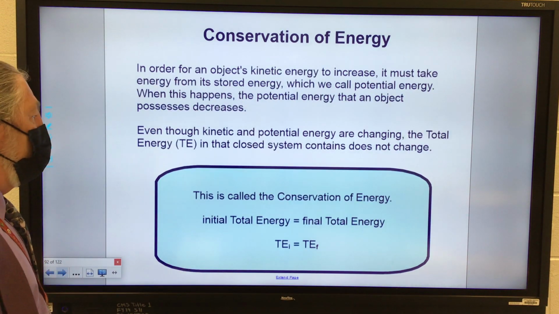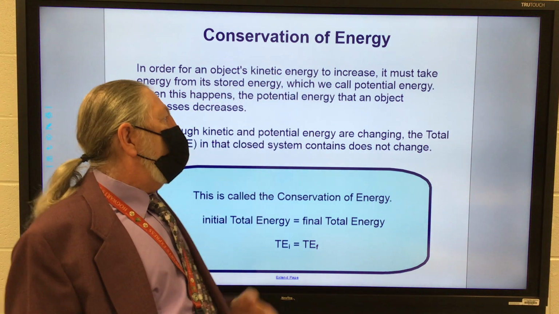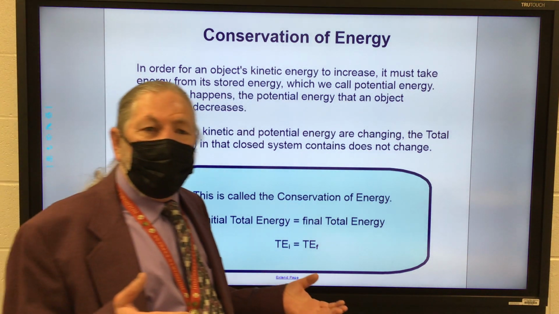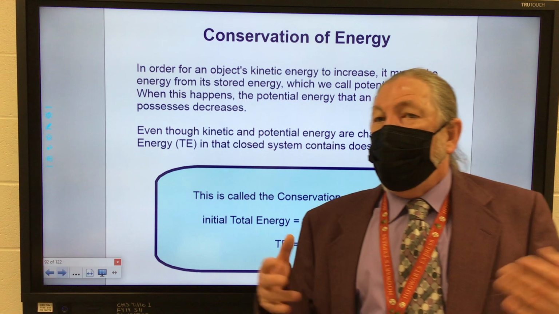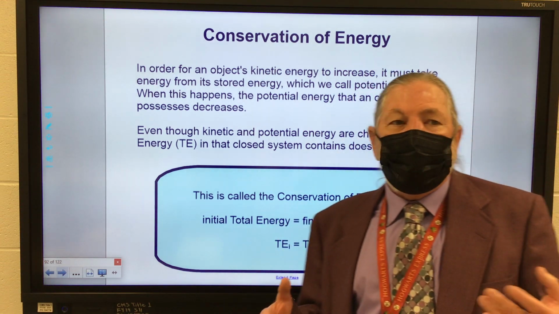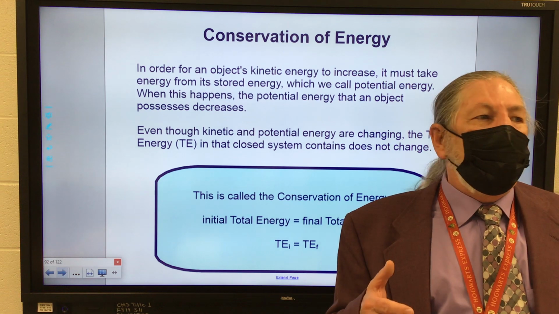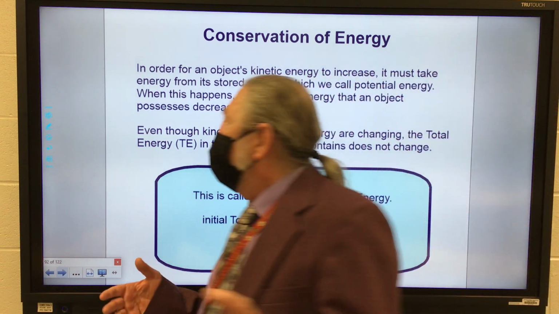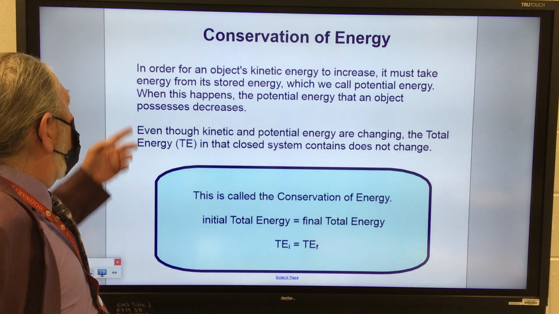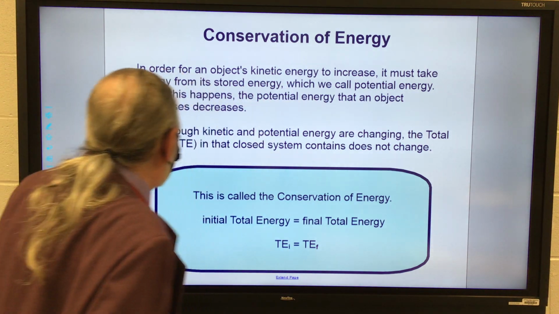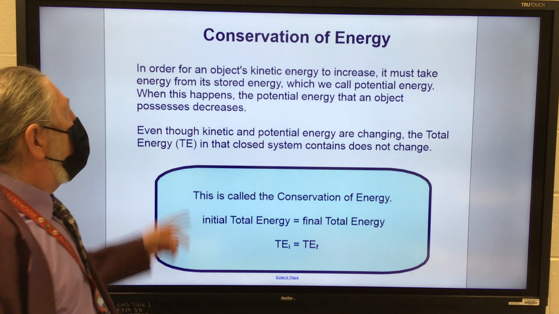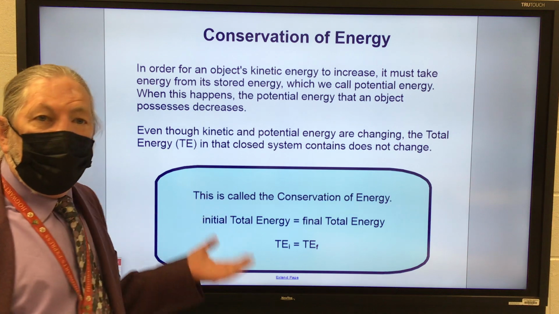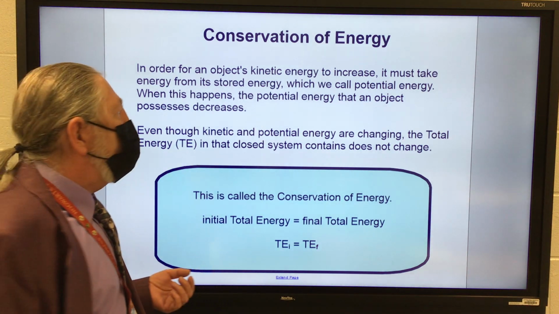It is potential energy. Okay, so in order for an object's kinetic energy to increase, it must take energy from its stored energy. So anytime Mr. Hughes says kinetic energy, you think motion, right? Anytime Mr. Hughes or anyone else talks about stored energy, think what kind of energy, Isaiah? Potential energy. Yes, potential energy. So in order for an object's kinetic energy to increase, it must take energy from its stored energy, which we call potential energy. Stored energy is potential energy. Kinetic energy is energy of motion, right?